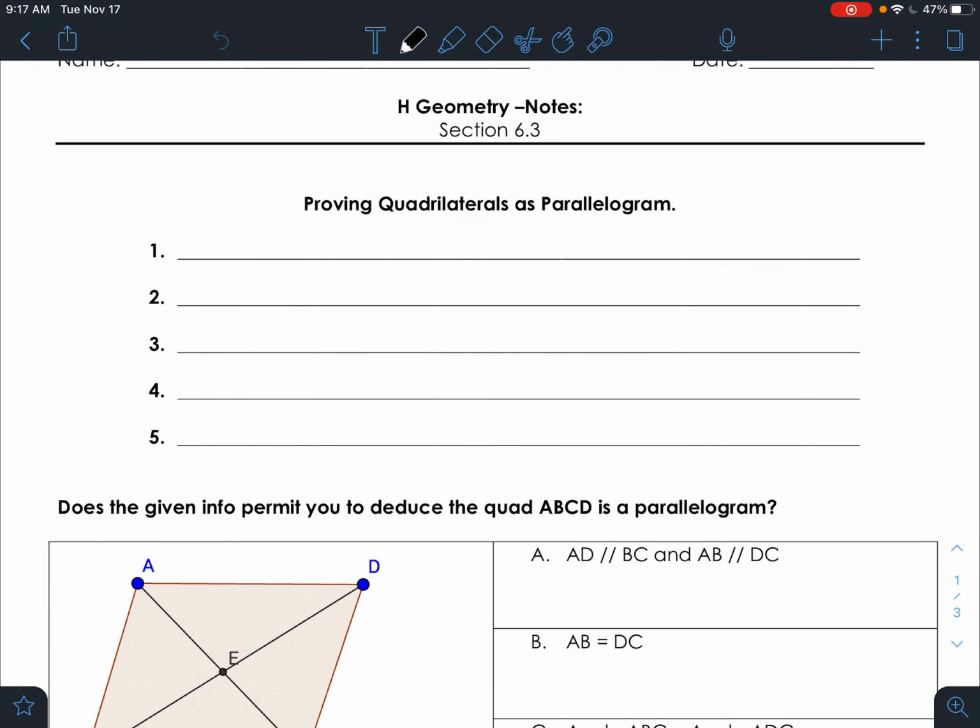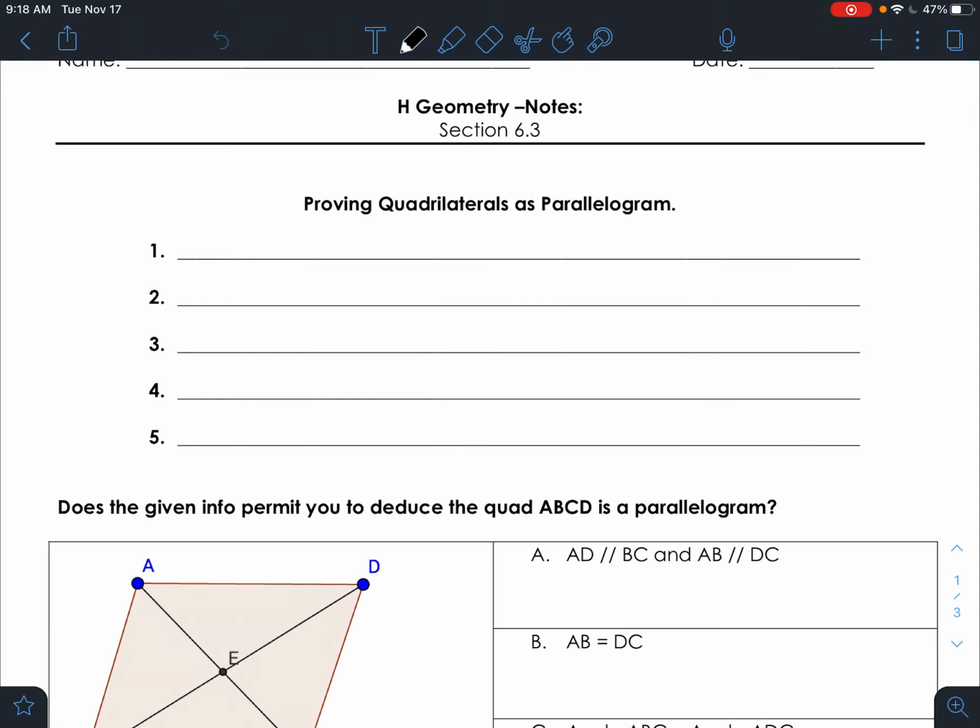All right, guys, so we are going to do section 6.3 notes. And before we start, I just want to talk about the fact that this is going to sound very familiar and very similar to what we did yesterday in class. So before I even start, I want to talk about the difference between what we did and what we're doing, okay?